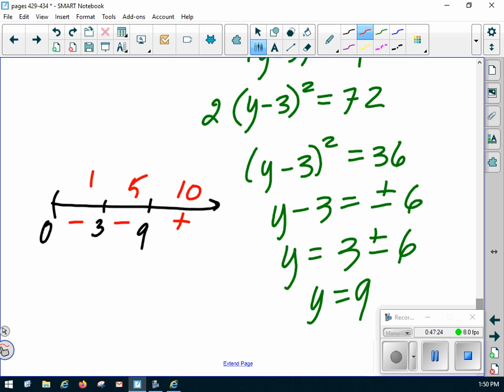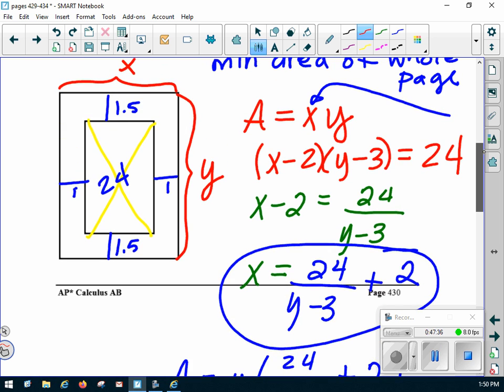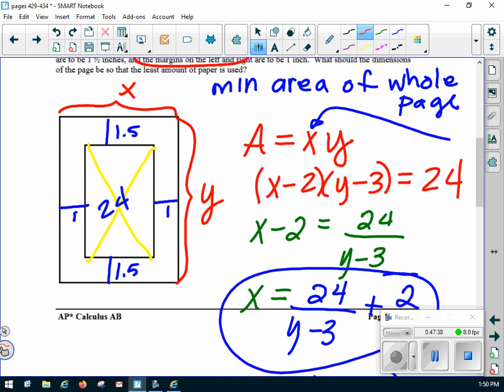It's just nothing very interesting. You know, it might be a flat spot maybe. But it's nothing interesting. Okay, so y equals 9. What are we trying to do? The dimensions of the whole page. Okay, so y is 9.